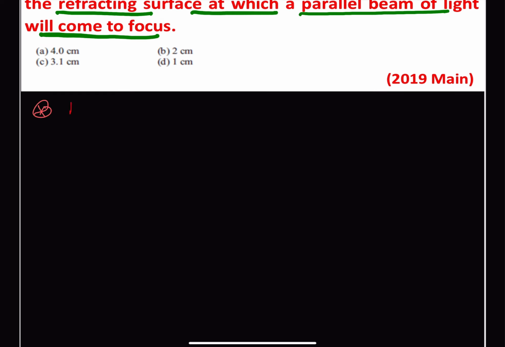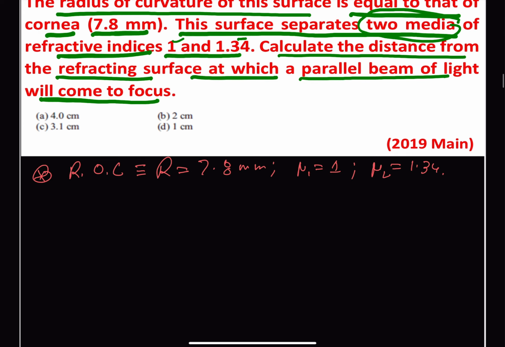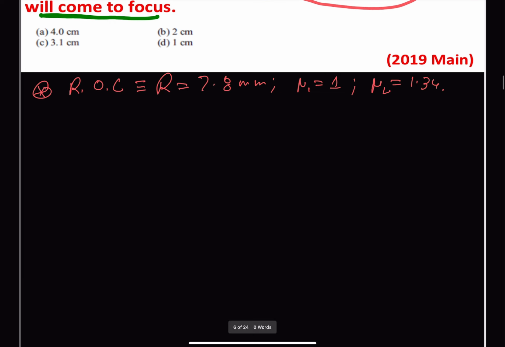You can say our radius of curvature, R, is equal to 7.8 millimeter, and refractive index 1 is of air, so therefore we can write that our mu1 will be equal to 1, and another one we can assume is mu2, that is equal to 1.34. And here it says that the rays of the beam which are coming are parallel, therefore we can say u will be equal to infinity.